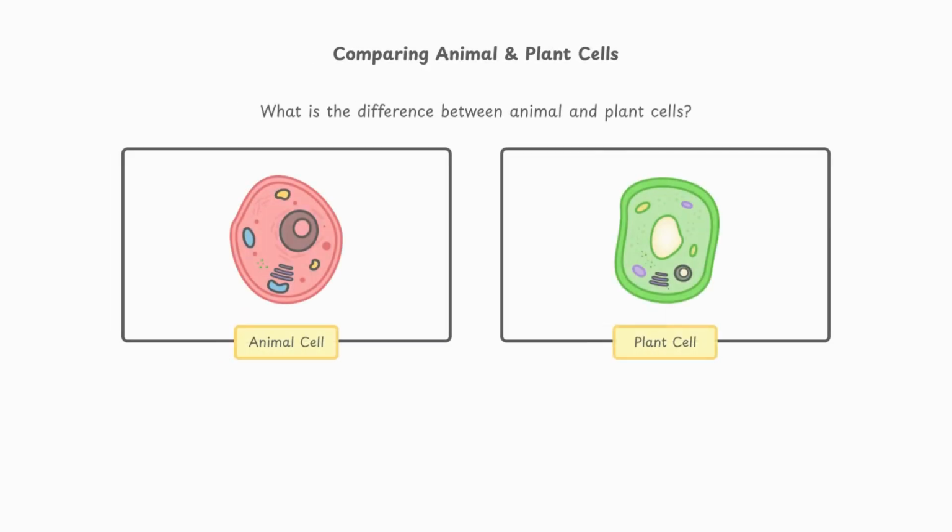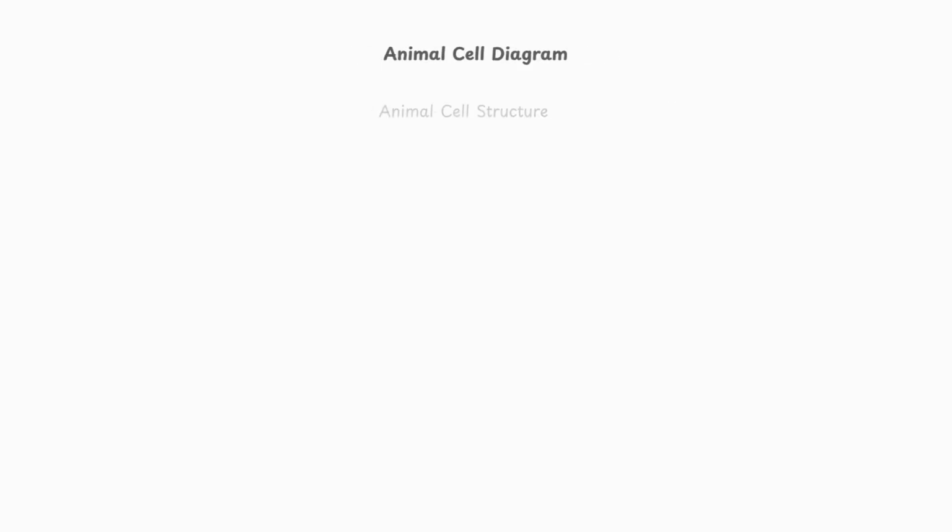There are two main types of cells we study in biology: animal cells and plant cells. Animal cells make up animals, including humans. Plant cells make up plants and have extra structures that allow them to make their own food. Let's take a closer look at each one.